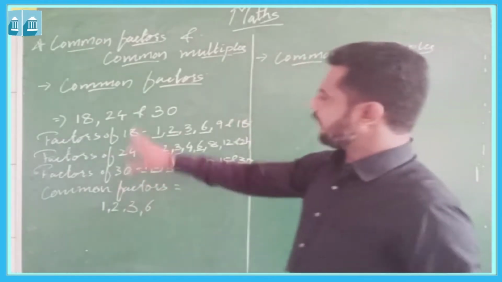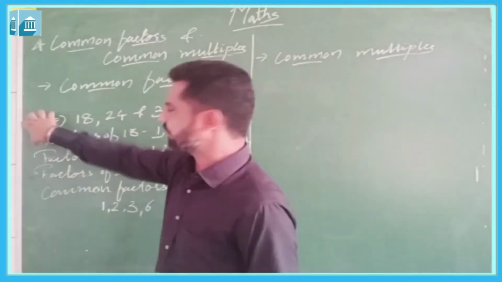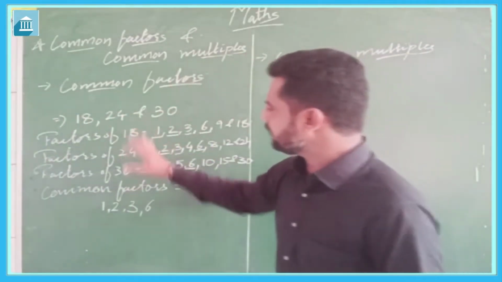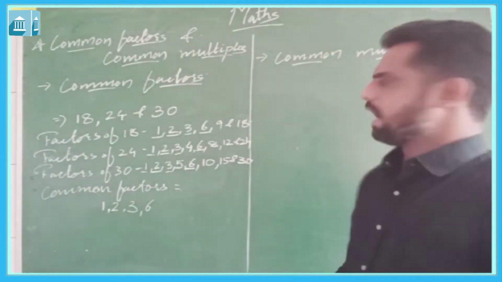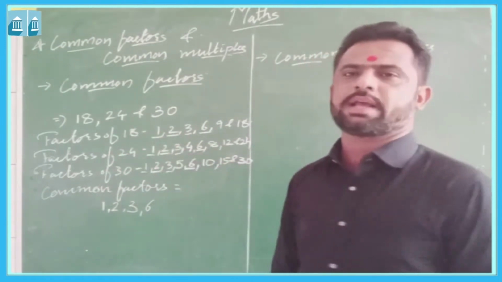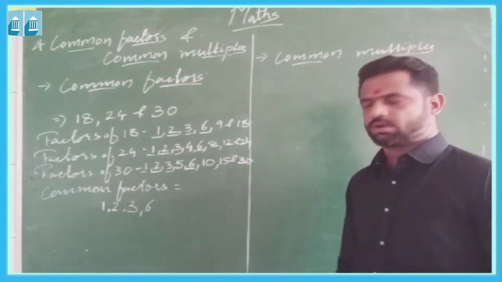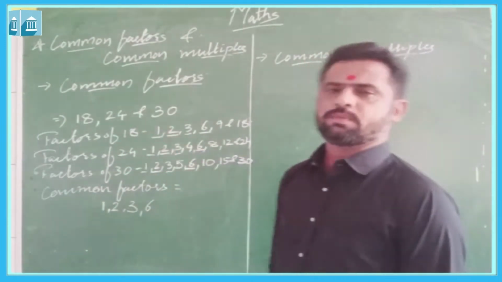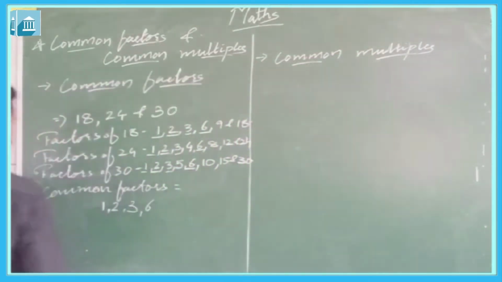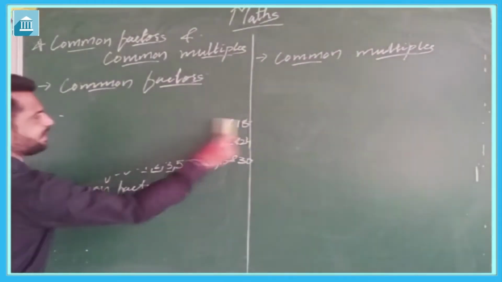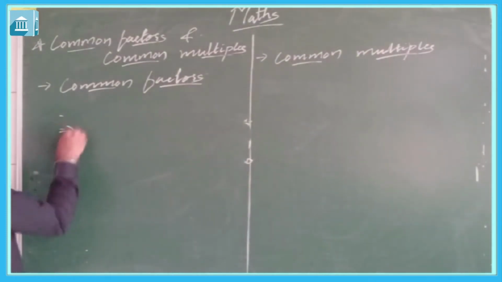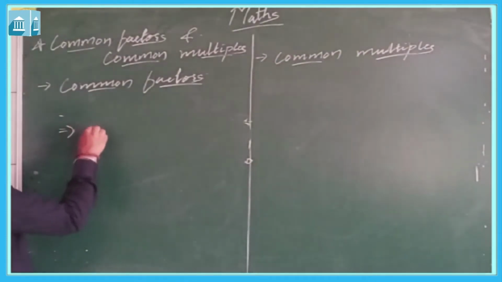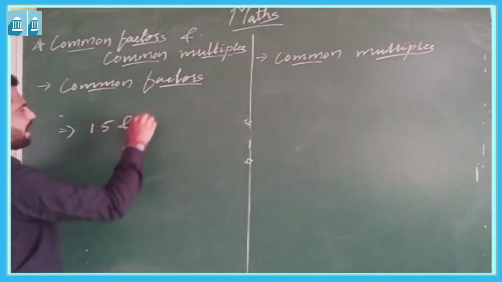Here we will find that if we find common factors of any two numbers, 1 is always common, and the two numbers which have only 1 as their common factor are known as co-prime numbers. For example, let us find the common factors of 15 and 16.